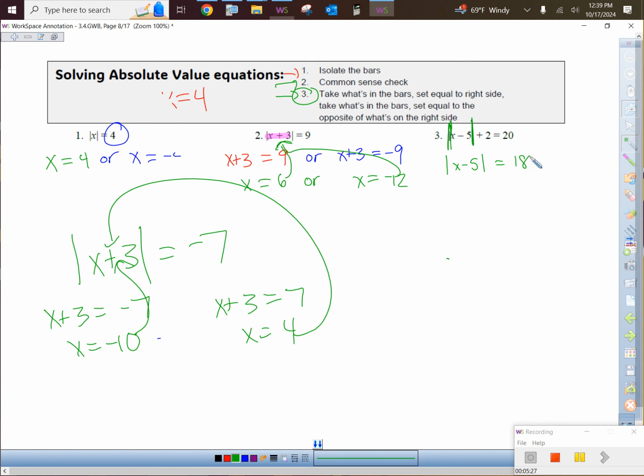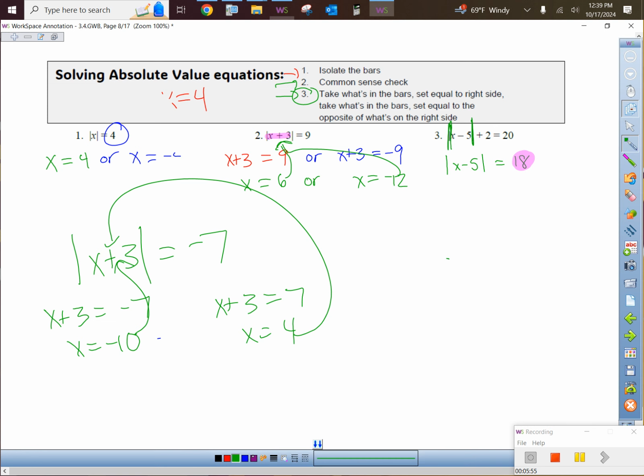It is time for a common sense check. Check that number right there to see that it is positive. Is that a positive number? Yes. If it was negative, we would stop and say no solutions to this, right? But it is positive, so we must continue on to step 3.